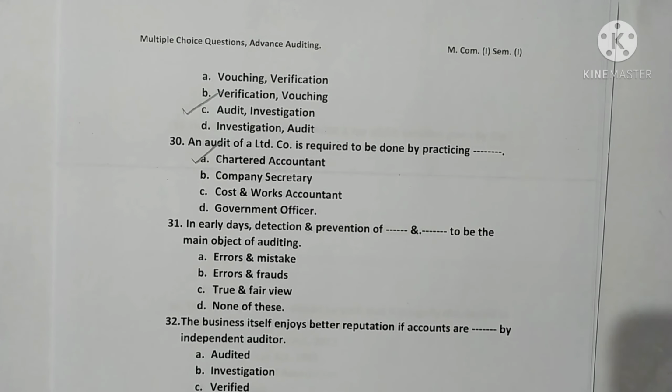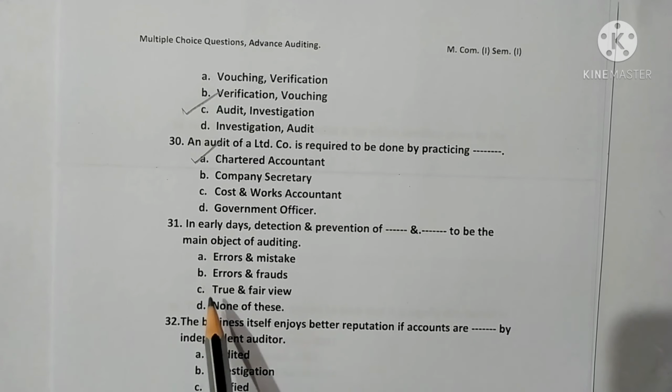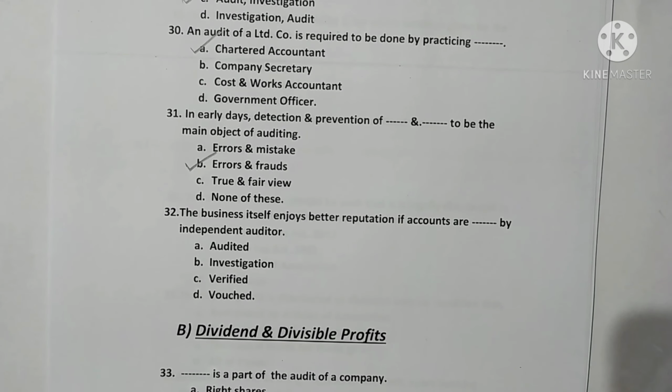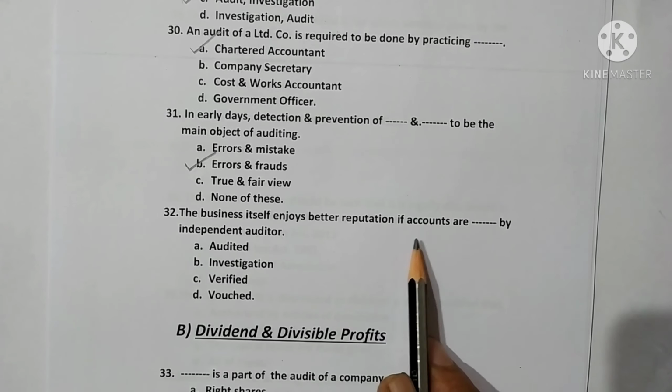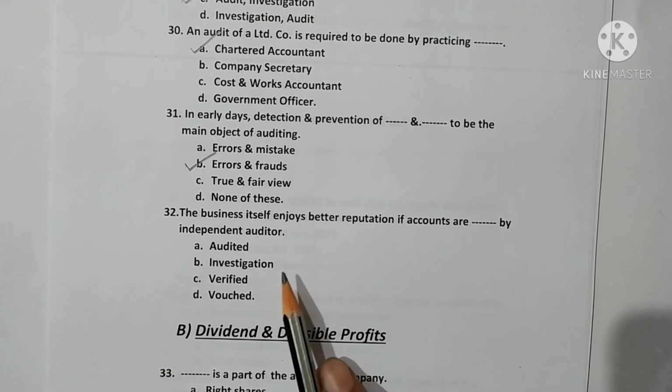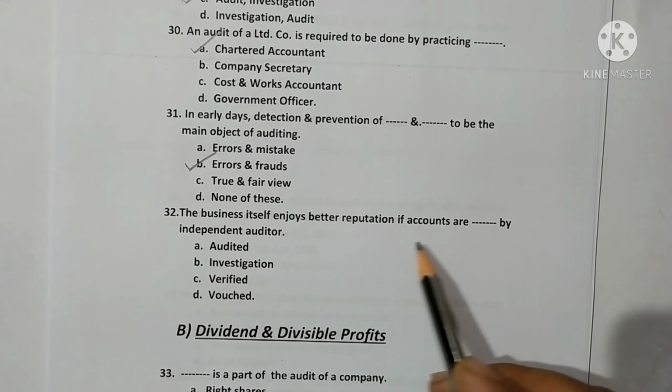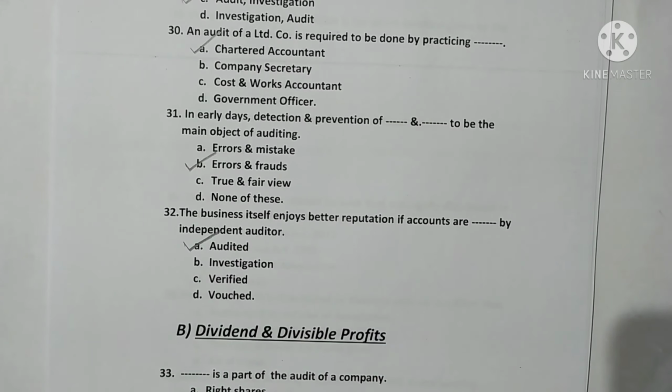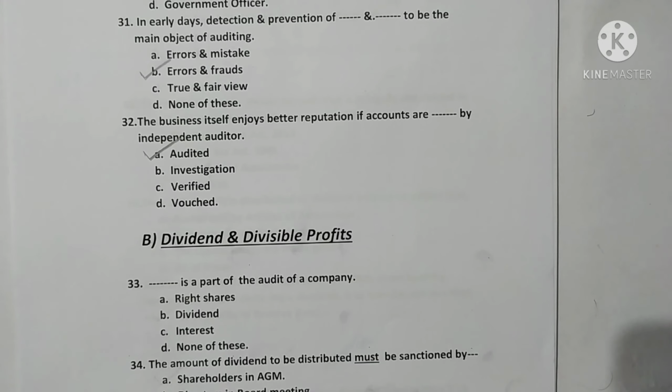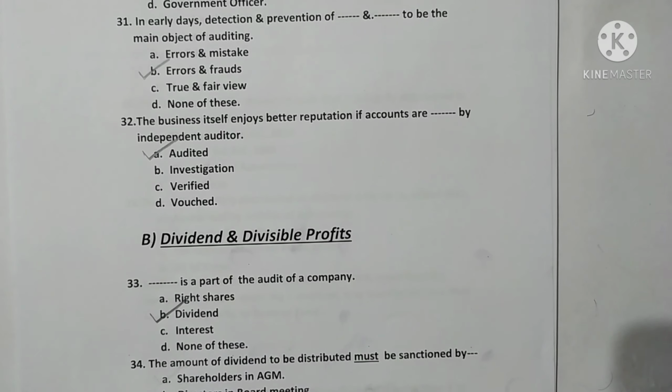In early days, detection and prevention of errors and frauds was the main object of auditing. Here option B is correct one. Question 32. The business itself enjoys better reputation if accounts are audited by an independent auditor. Here accounts are audited. Option A is correct one. Question 33. Dash is part of audit of a company. Here dividend is a part of company. Option B is correct one.